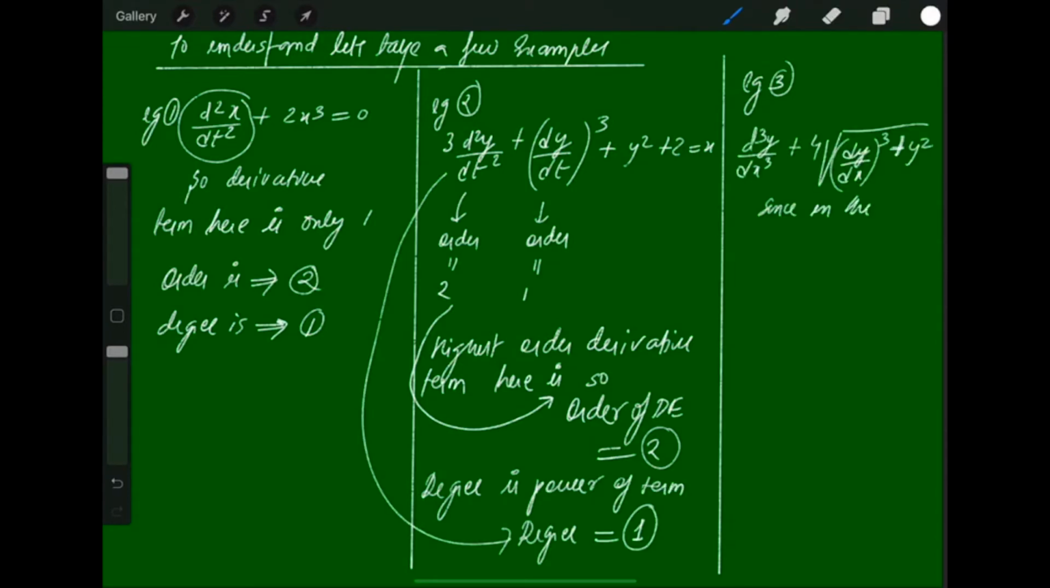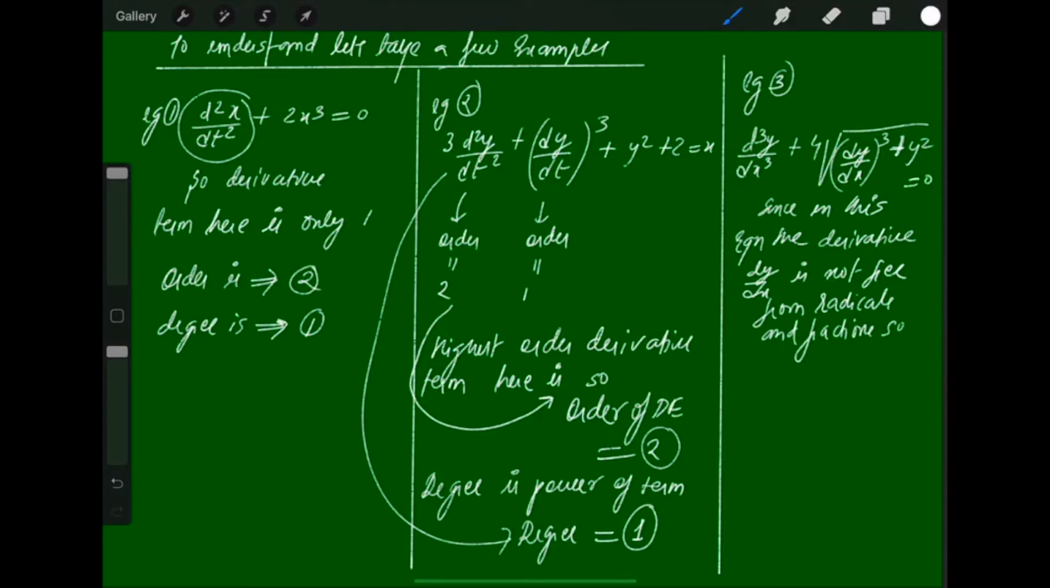In example number 3: d cube y by dx cube plus 4 times the square root of (dy by dx) the whole cube plus y square equals 0. Since in this equation there are two derivatives, that is d cube y by dx cube and dy by dx.